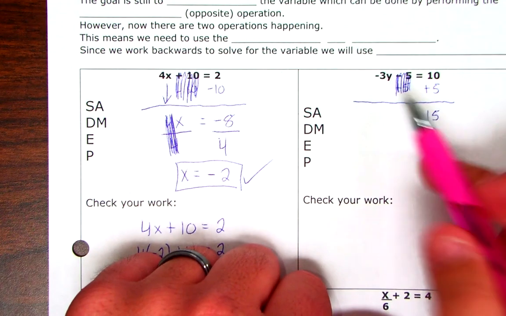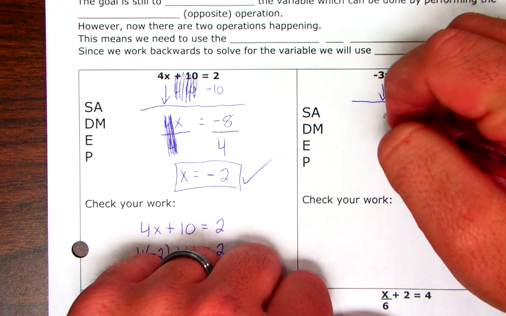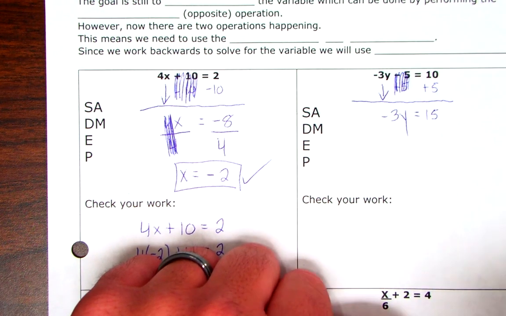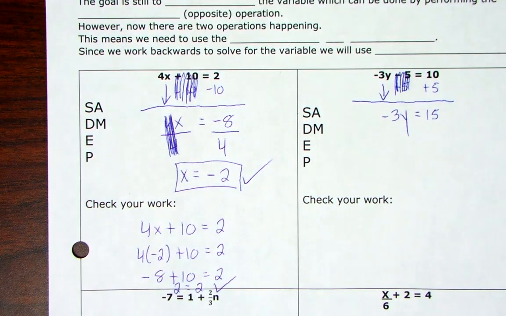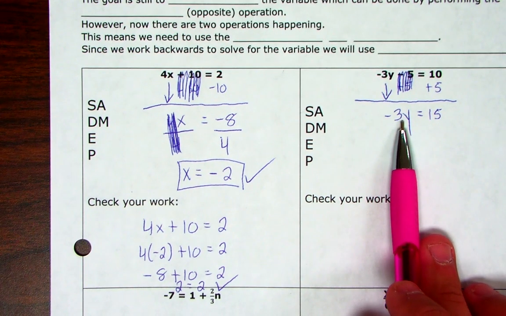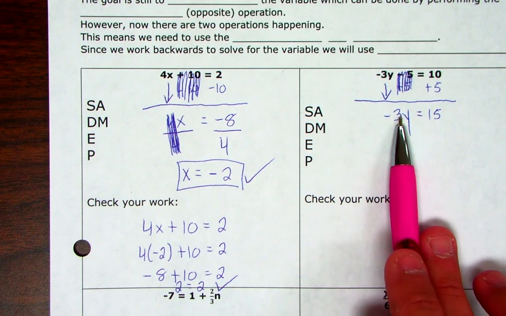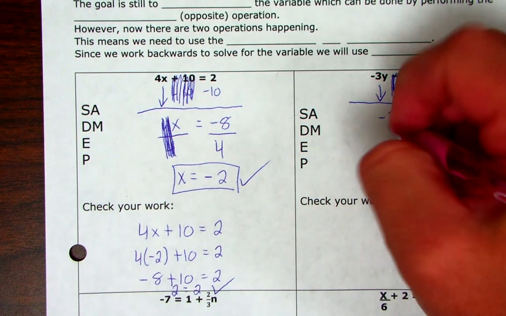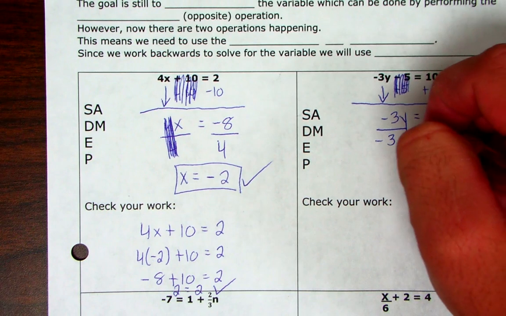Again, the negative 3y, did I touch it? Bring it down. Well, look at this now. We got a one-step equation again, don't we? The negative 3 and the y, they are multiplying. So what's the opposite of multiplying? Divide. So divide both sides by the negative 3.